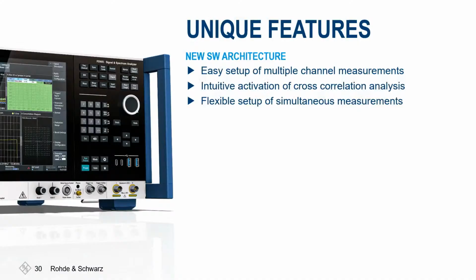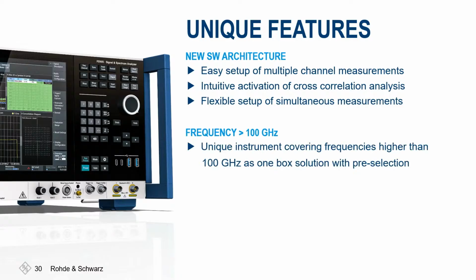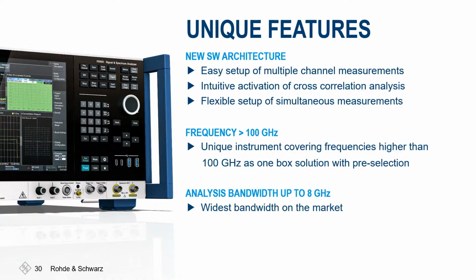And you have a new software architecture. So you can easily set up a measurement with multiple channels, like we have seen. It's intuitive to activate cross-correlation, and flexible setups are quite easy. We plan to have frequencies higher than 100 GHz. Currently we start with 44 GHz and analysis bandwidth of up to 8 GHz.